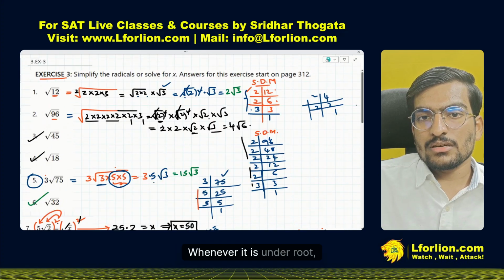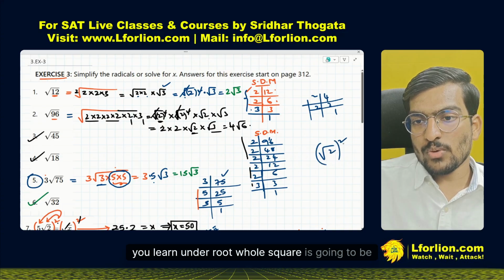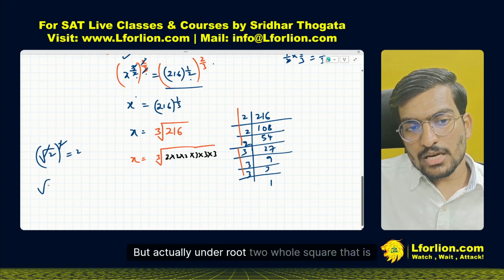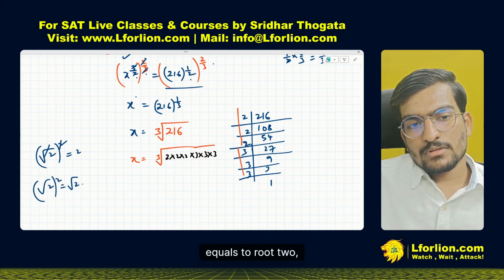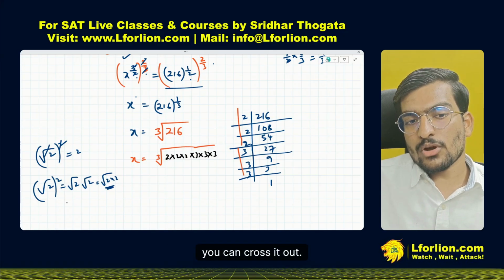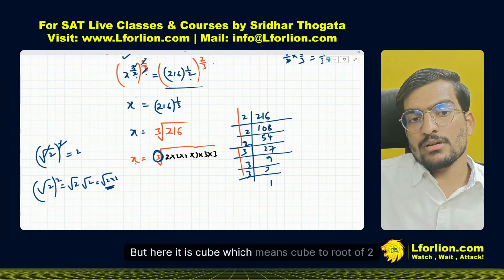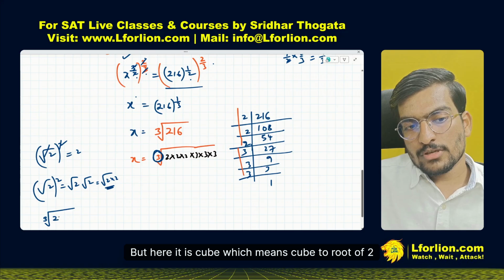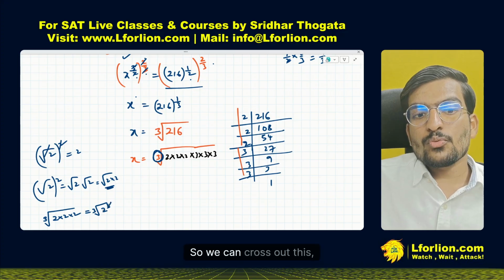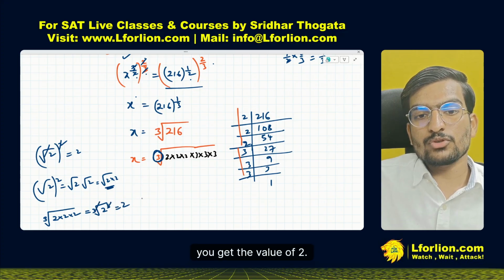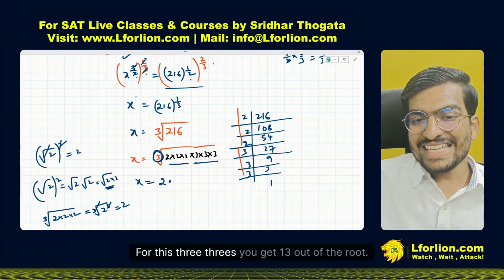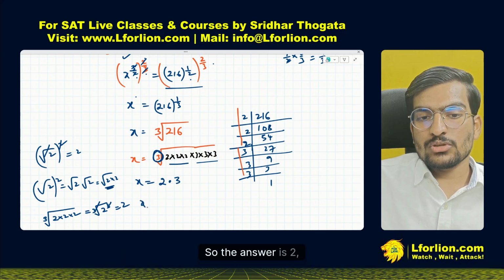Here, whenever it is under root, you learned that root 2 whole square is going to be 2. What does this mean? Root 2 whole square equals root 2 root 2, that equals root 2 into 2. So for this value you can cross it out, but here it is cube, which means the cube root of 2 into 2 into 2, which gives us the cube root of 2 cube. So we can cross this out and you get the value 2. For these 3 twos you get one 2 out of the root. For these 3 threes you get one 3 out of the root. So the answer is 2 times 3, which is 6.